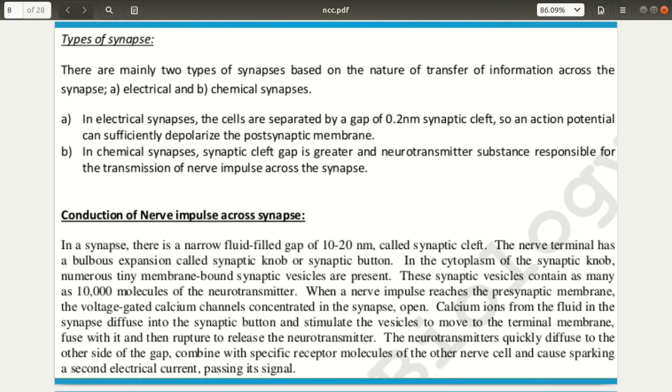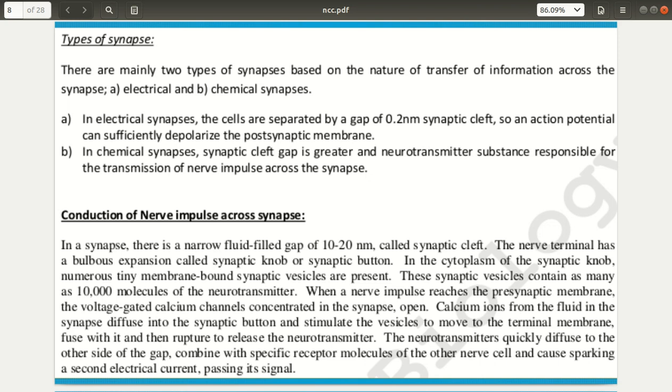In an electrical synapse, the cells are separated by a synaptic cleft gap of 0.2 nanometer. So an action potential can sufficiently depolarize the postsynaptic membrane. In chemical synapses, the synaptic cleft gap is greater and neurotransmitter substances are responsible for the transmission of nerve impulse across the synapse.